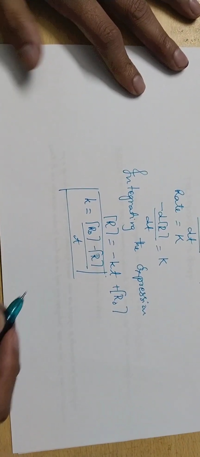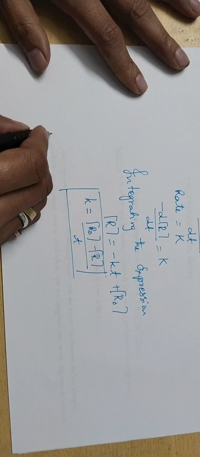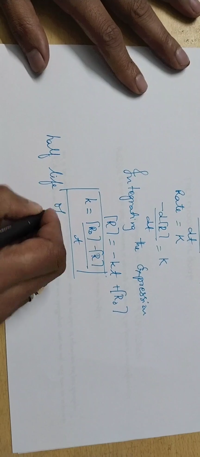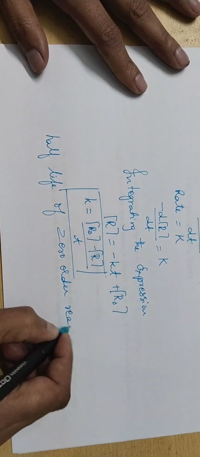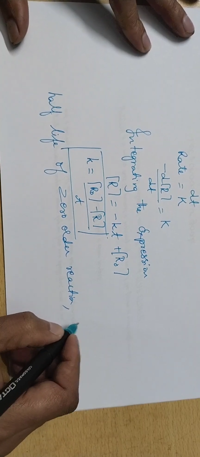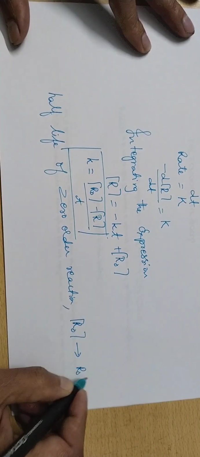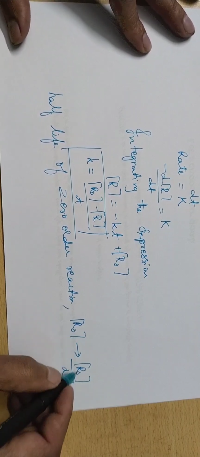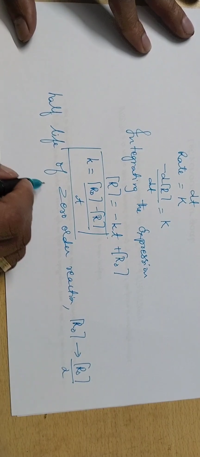Further, another expression which we use in our problems is for the half-life of zero order reaction. So what is half-life? Basically, the half-life is the time taken for the concentration R naught to decrease to R naught divided by 2. So half of whatever the initial concentration is, the time taken for this concentration to decrease to half of it is the half-life.